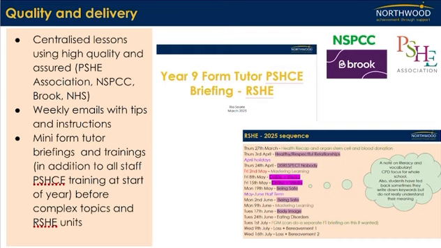Then moving on to quality and delivery. So obviously the centralised lessons using really high quality resources really enables high quality delivery. Weekly emails also means that there's some kind of consistency or high level instruction going on there. But I also hold mini form tutor briefings to boost staff confidence and quality of delivery before very complex topics. So you can see, for example, here on the Year 9 one, I went through what actually is going to be coming up in the summer term.